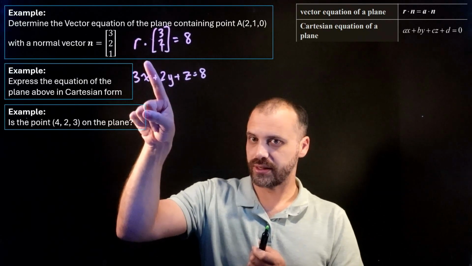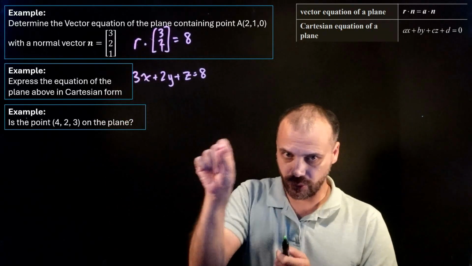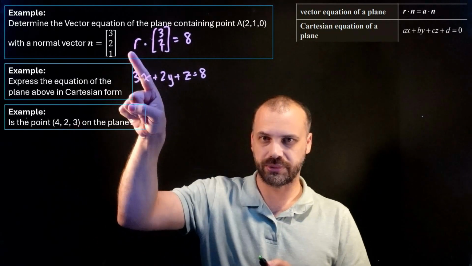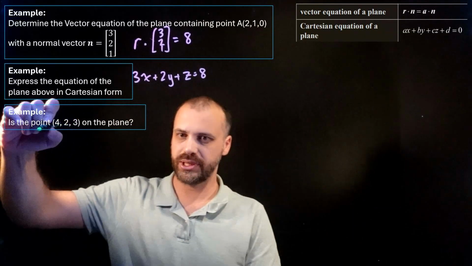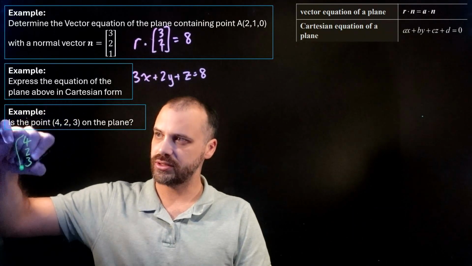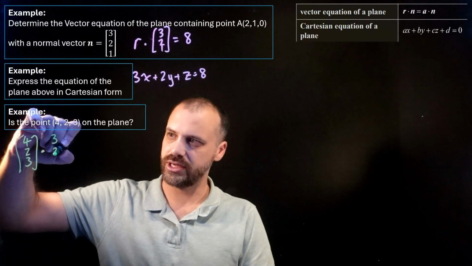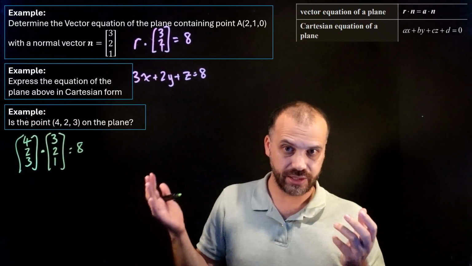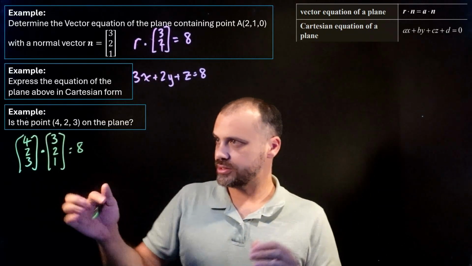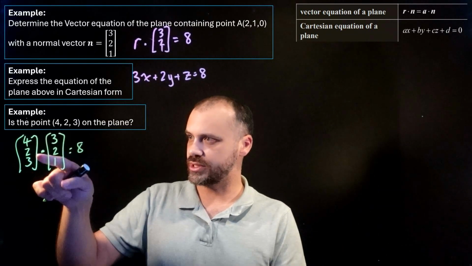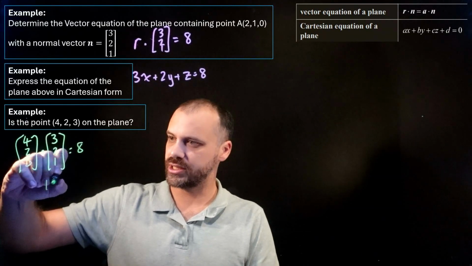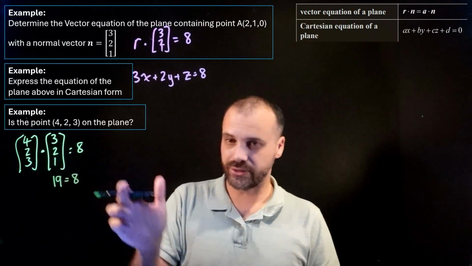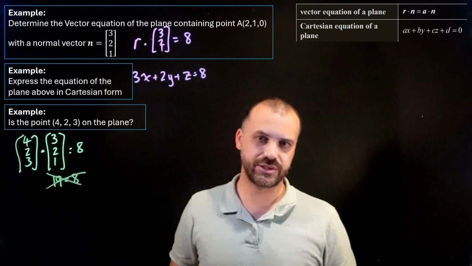Remember what I said. r is the position vector of all of the points on the plane. So if (4, 2, 3) was on the plane, I should be able to put it in here. So I should be able to say (4, 2, 3) dot product (3, 2, 1) will be equal to 8. Now, if that's true, then yes, that point lies on the plane. Does it? 4 times 3 is 12, plus 4 is 16, plus 3 is 19. 19 equals 8. So, does this lie on the plane? No, of course it doesn't, because 19 does not equal 8.